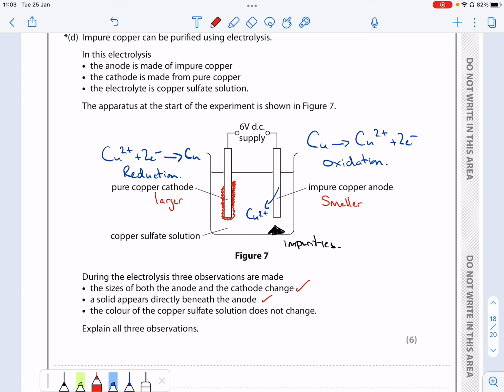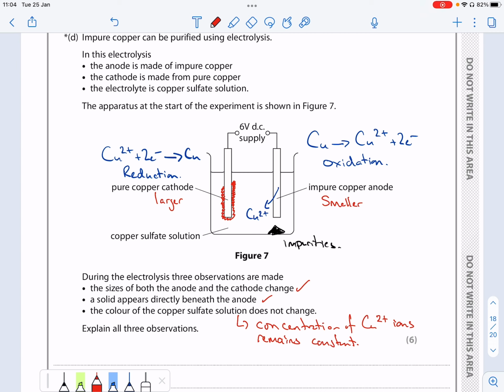And then the colour, well, every time we get a copper ion forming, the copper ion comes across here and turns into copper atoms. But this means that the concentration of copper in the solution here remains constant. So all we need to do here is to explain that the concentration of copper 2+ ions remains constant, and you can explain that using those equations to help you.